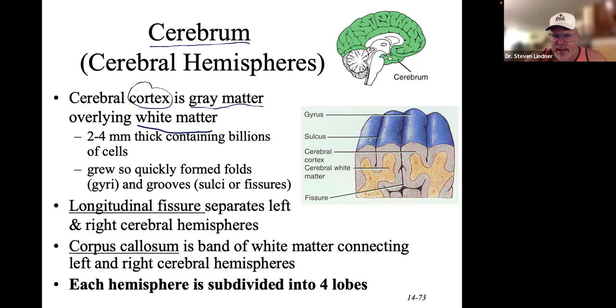The brain has hills and valleys. The hills are called gyri, and the valleys are called sulci or sulcus. That may make sense because we've learned of a precentral and postcentral gyrus. And the sulci are these depressions or these valleys. Notice they're not quite as deep as a fissure. The fissures are much deeper and the sulci are a little bit more shallow.